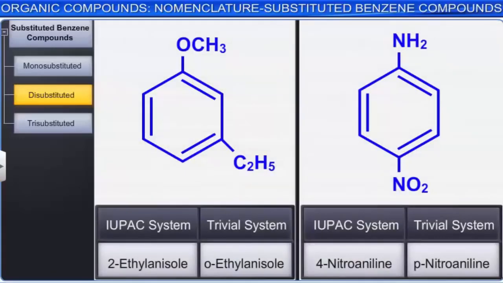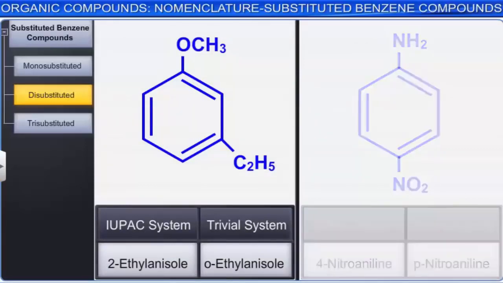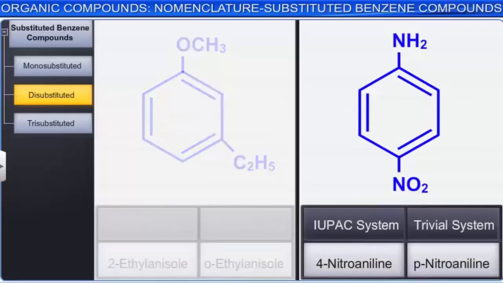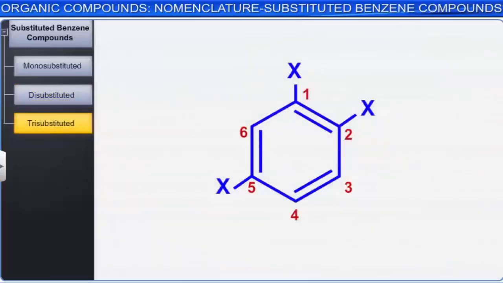Similarly, the names of the following compounds with 2 different substituents on the benzene ring are 2-ethylanisole or ortho-ethylanisole and 4-nitroaniline or para-nitroaniline respectively. Now let's look at the nomenclature of tri or higher substituted benzene. Tri-substituted benzene has 3 substituents attached to the benzene ring. Let's look at the rules for naming such compounds. The trivial system of nomenclature cannot be employed as it has more than 2 substituents.